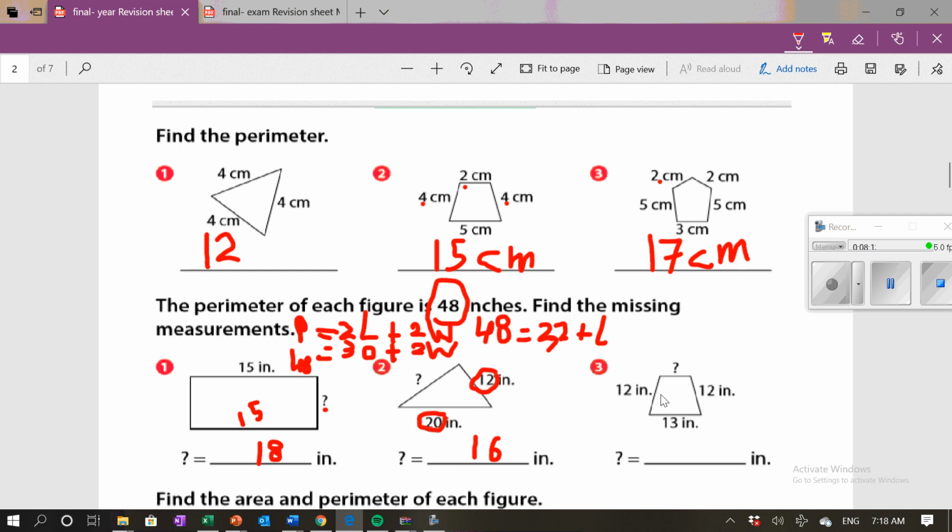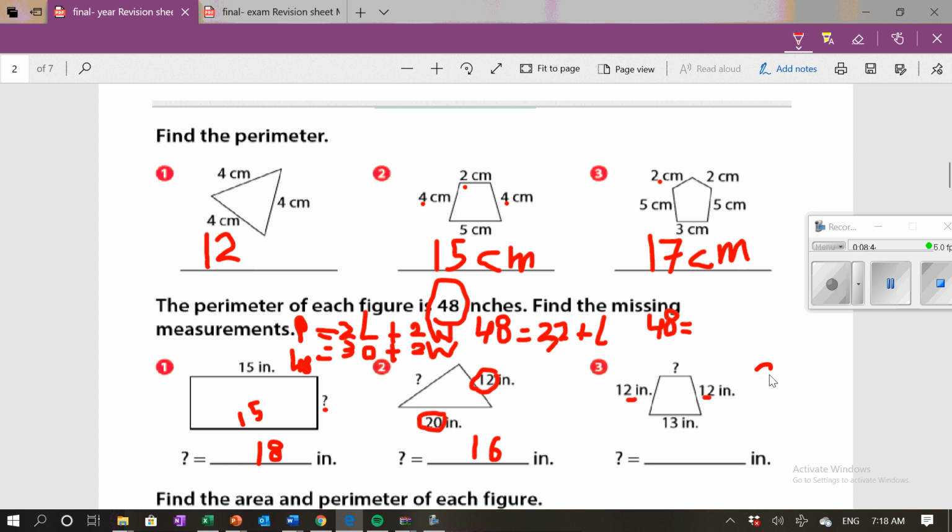Let's see this pentagon. Here with the pentagon we are finding the total, which equals the perimeter, and the perimeter is already here. So I can say the perimeter is 48, equals adding all the sides. Let's add the sides together. Here is a 12 plus a 12. Remember the 12 and 12, and the double of 12 is 24.